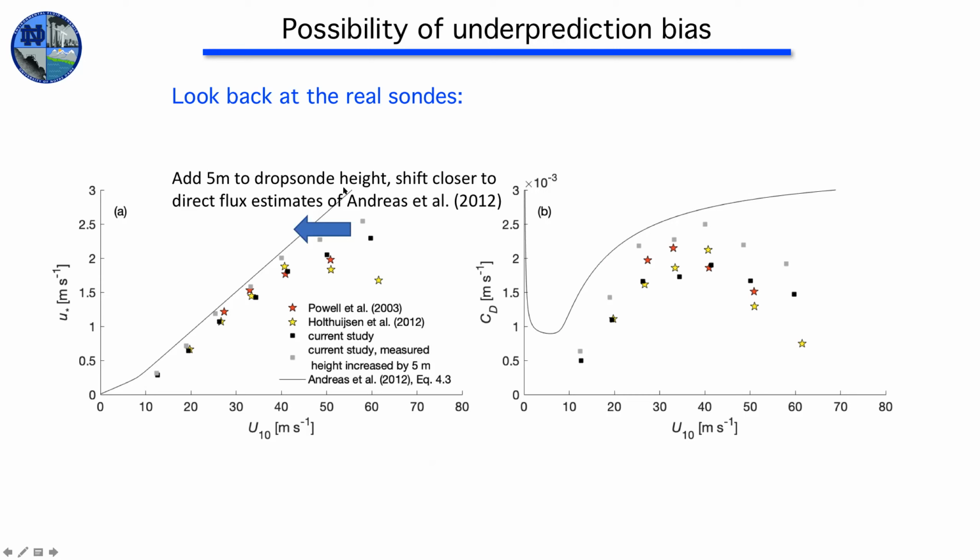If we add 5 meters to the height of all the dropsondes, we actually shift more towards true values at similar wind speeds, kind of in this range here. And that small shift in the height actually increases the CD value upwards of 25%. And so even a small bias in the height, and there certainly is uncertainty in the height, can actually lead to these sorts of things.